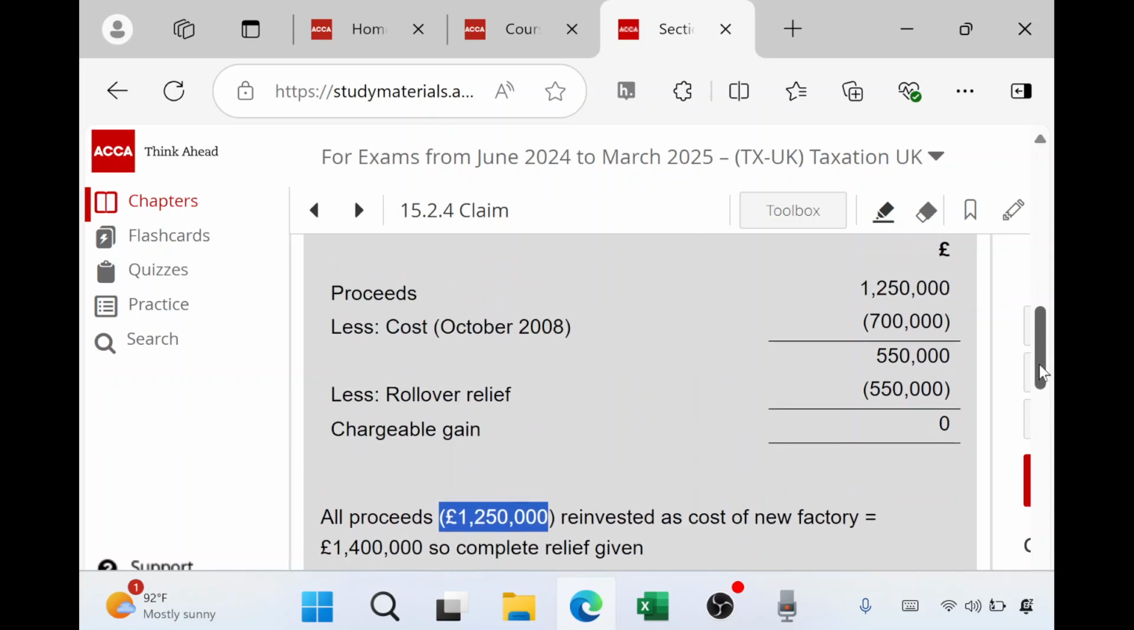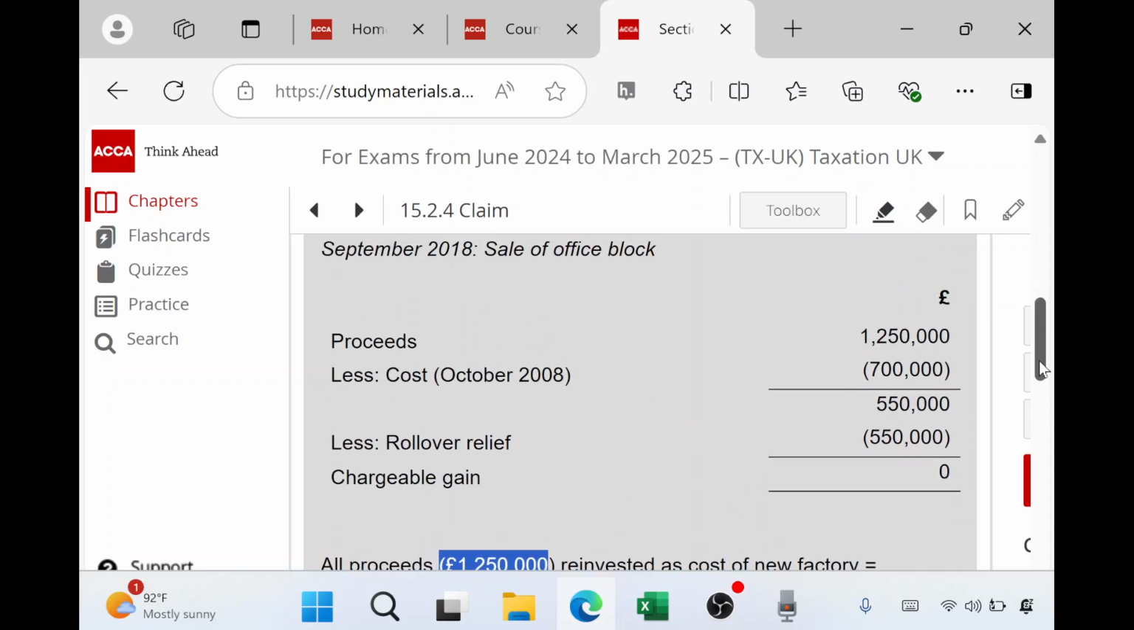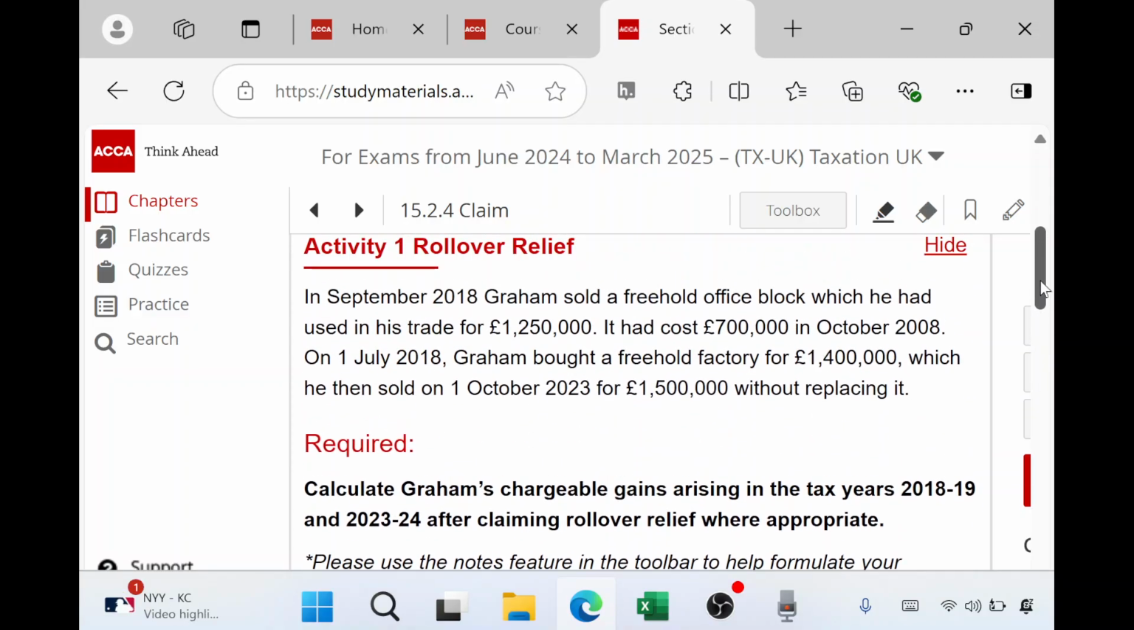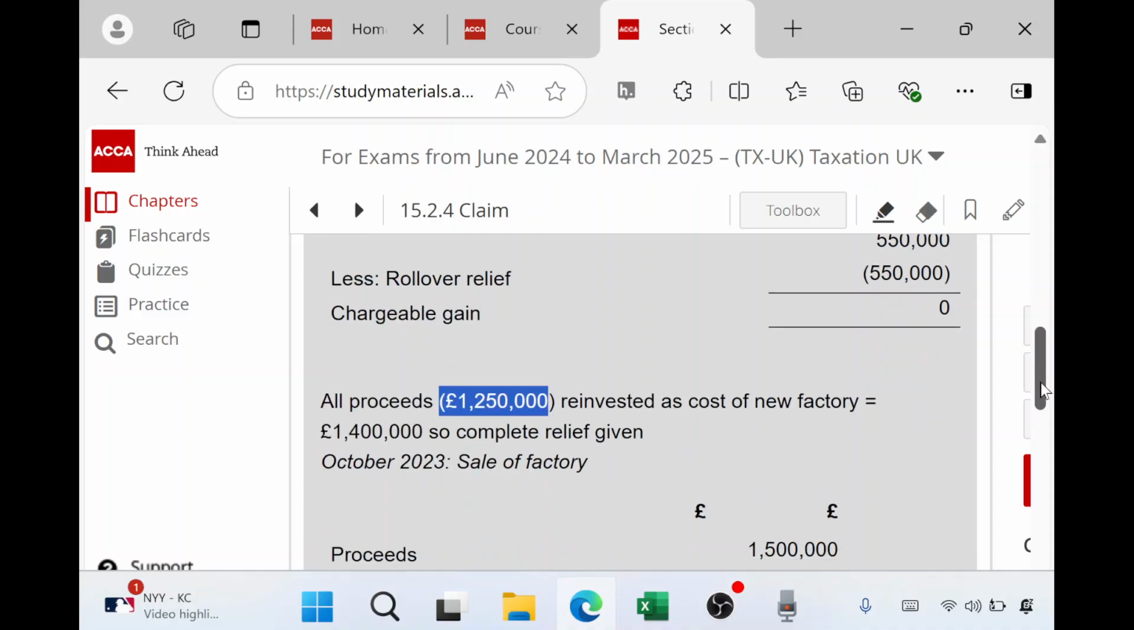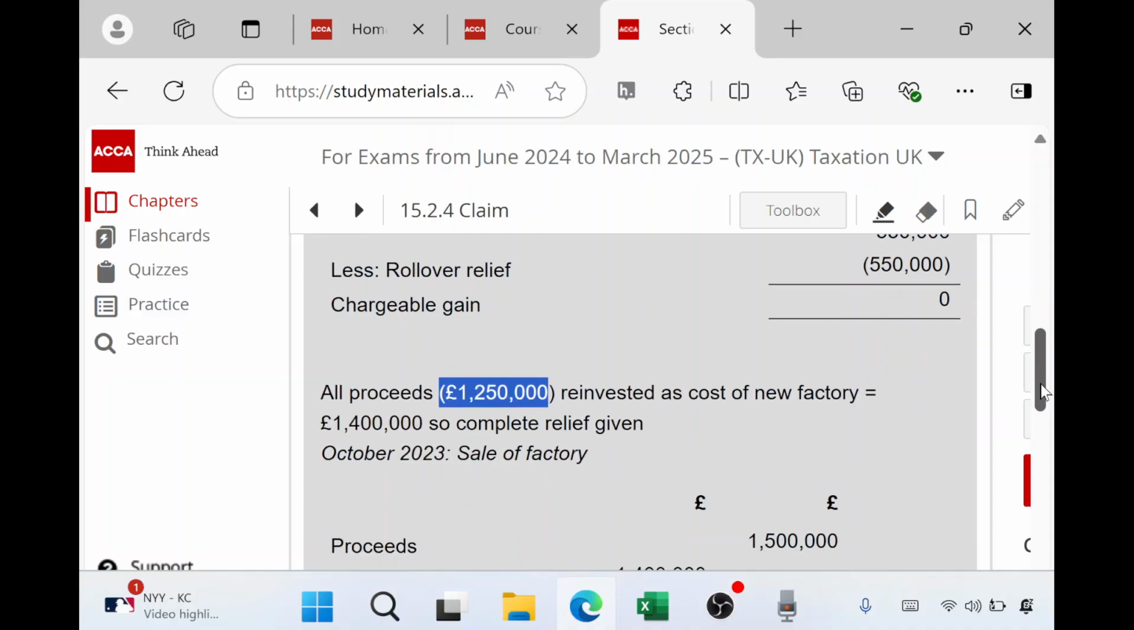So, for example, if instead of this full value of 1250, let's say that the second asset, here, was 1.2 million. In effect, we'd have a situation where we had 50,000 of the proceeds not reinvested, which would mean that the rollover relief was restricted to 500 and there would be 50 here. So that's the first part, some easy marks there.